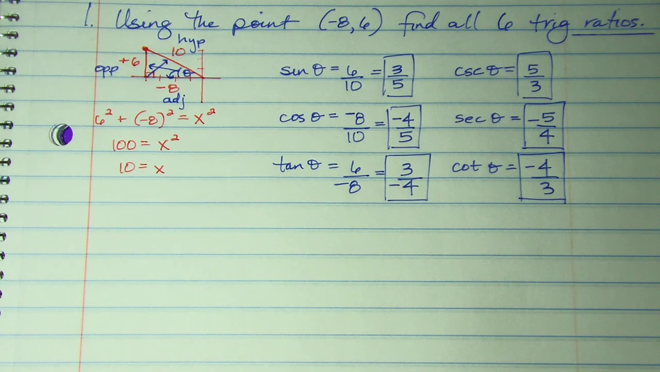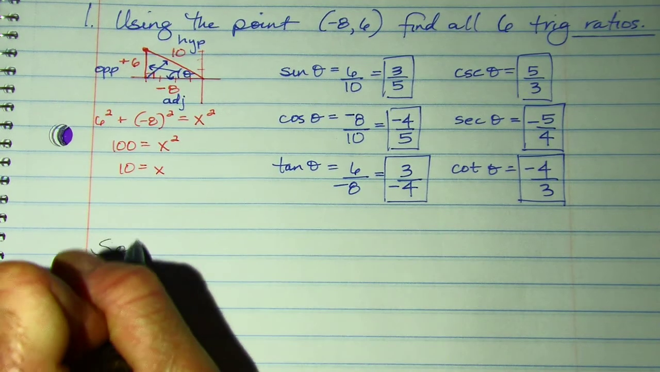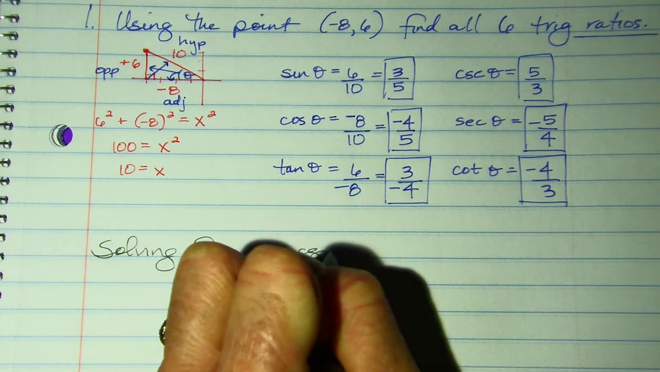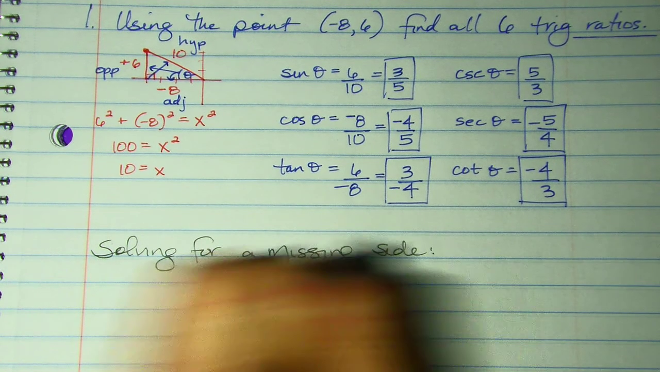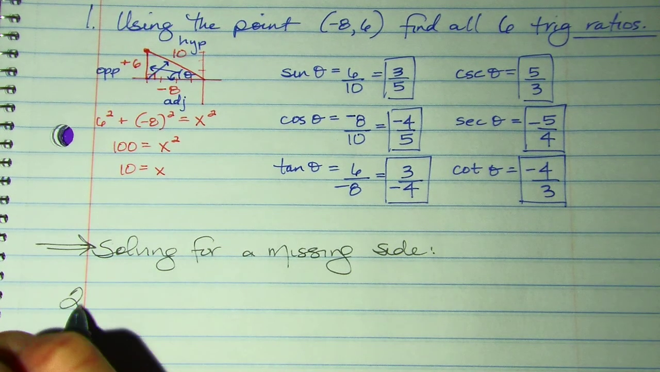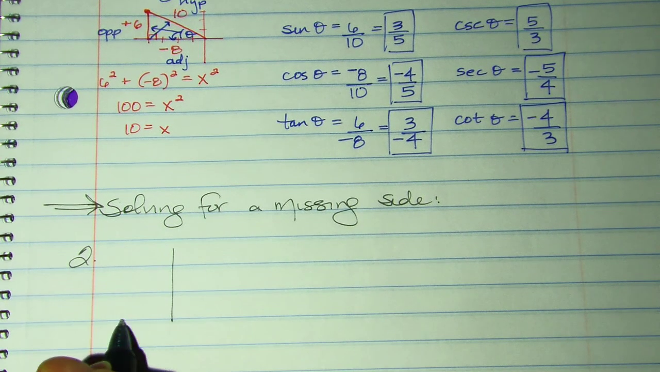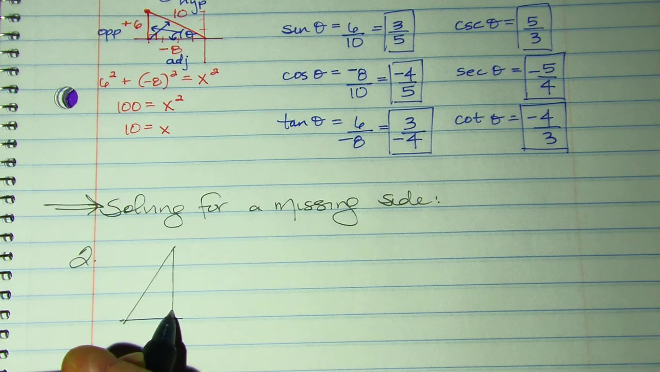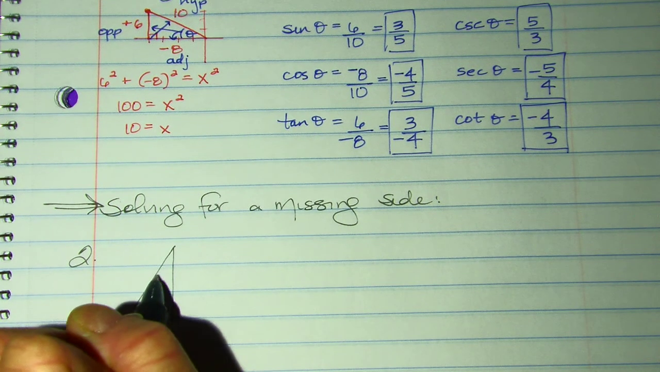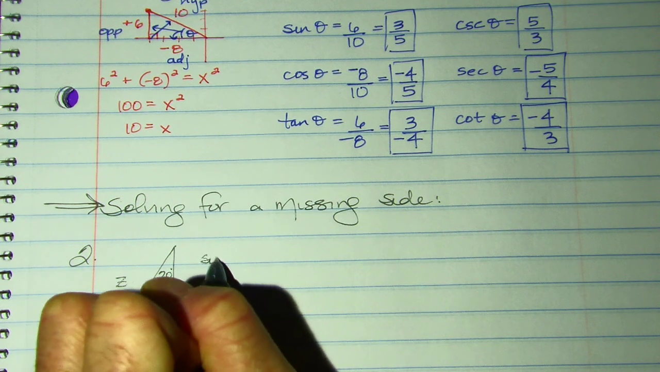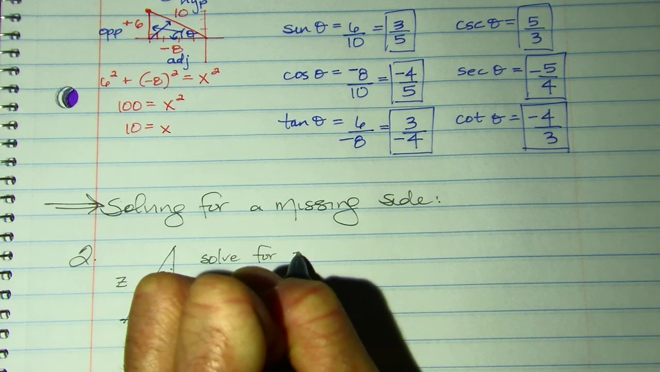Now let's move on to the next part, and that is solving for a missing side. And so I'm going to do some examples with you before we do what is in the book. So first example I'm going to do with you, here's the triangle. Here's my right triangle. It's not perfect. This is 6. This angle here is 20. And this is z. And they want us to solve for z.